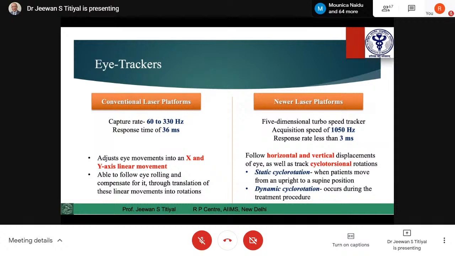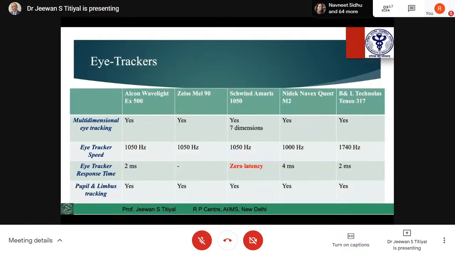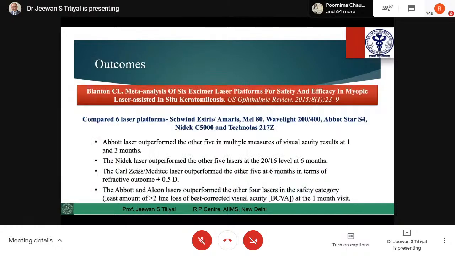So as I said, the newer generation systems have a very high-speed tracker, which looks at horizontal, vertical, as well as cyclotorsional assessment for hitting the cornea with the spot. That's how you're going to have more predictable systems. If you have a tracking system which is more than 1000 hertz, you can have almost zero latency, or less than 2 millisecond latency, for detecting the ablation or eye movement.